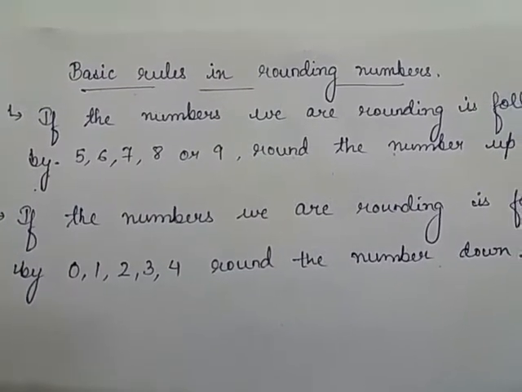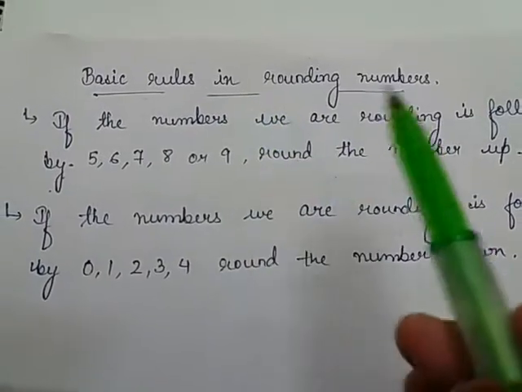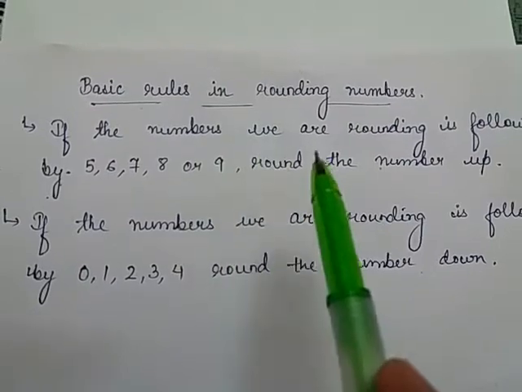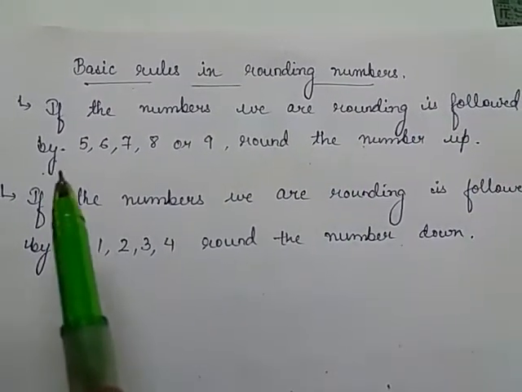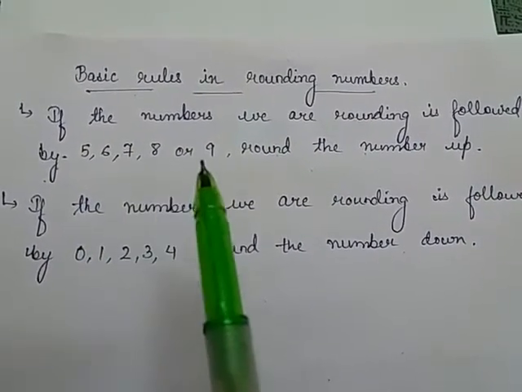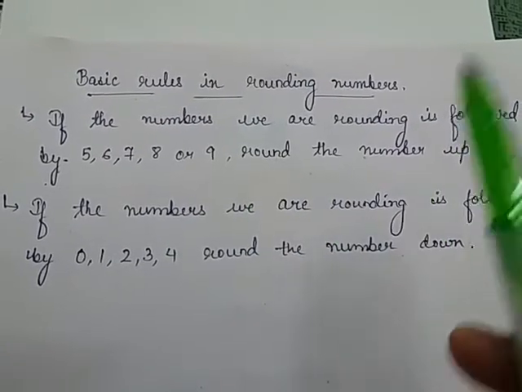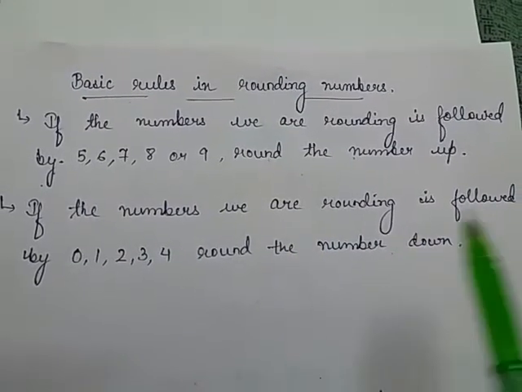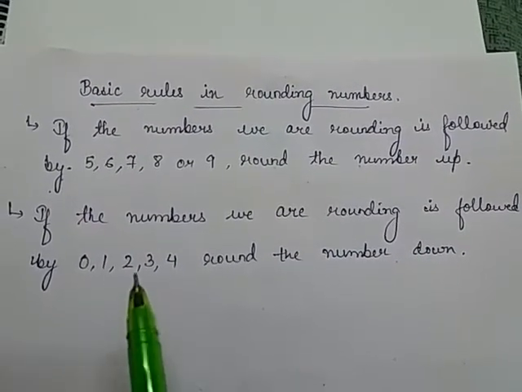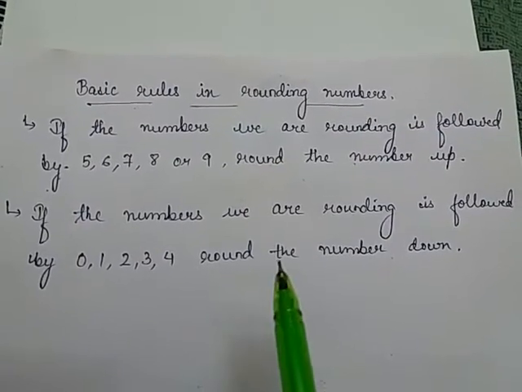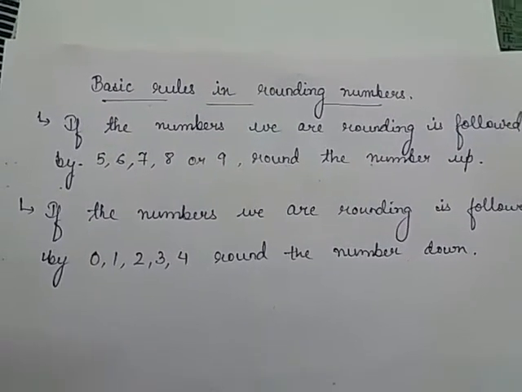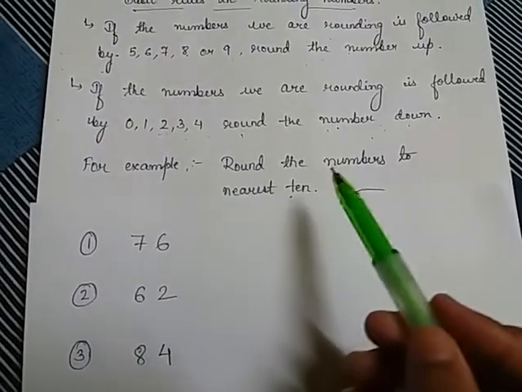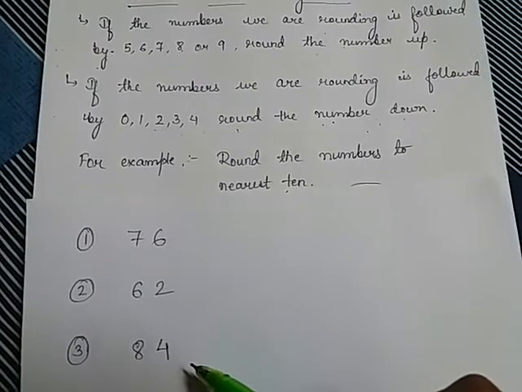Now, here are some basic rules in rounding numbers. First, if the digit following the number we are rounding is 5, 6, 7, 8 or 9, we round the number up. But if the digit following it is 0, 1, 2, 3 or 4, we round the number down. For example, let's say we have to round the given numbers to the nearest 10.